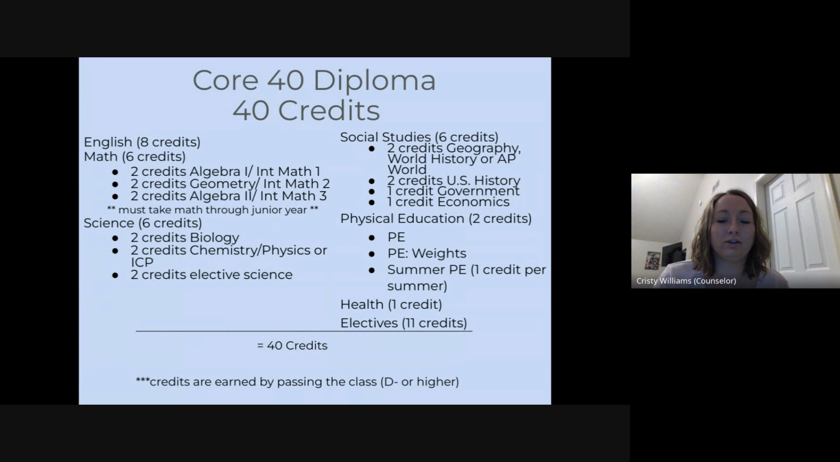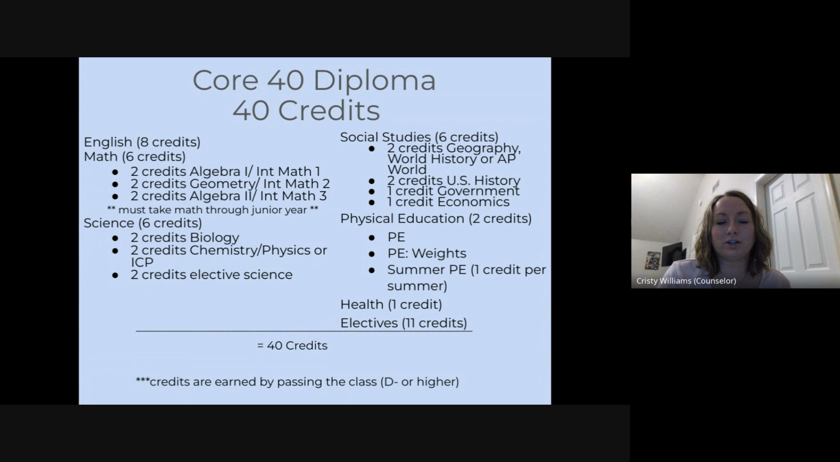But for right now, you need 2 credits of PE. So luckily, your student should finish that by the end of their freshman year of high school. And then if they want to continue in weights or an elective PE, they can, but they aren't required to beyond their freshman year. There's also a required health credit. A lot of students do that over the summer or heading into high school.